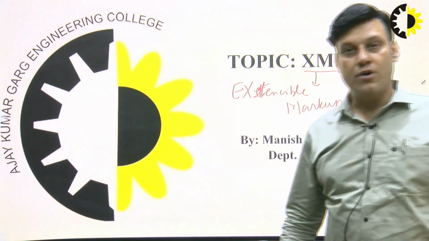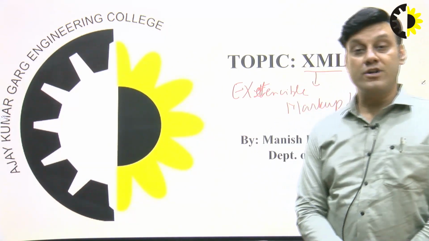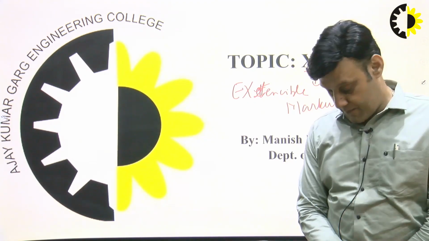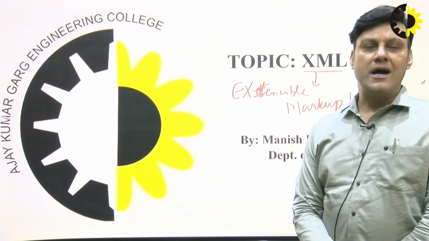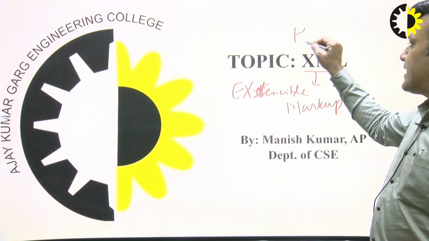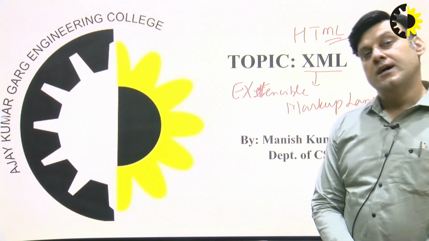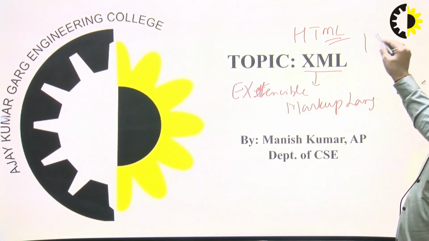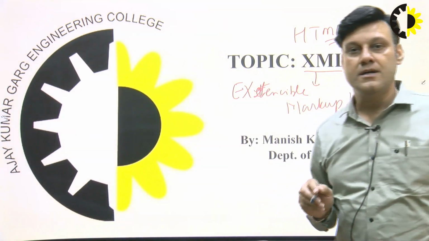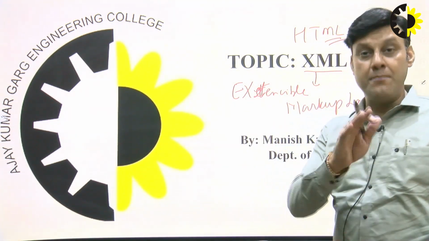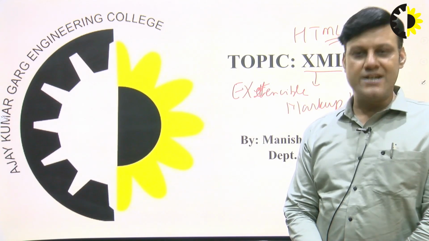So first of all we should know what is the purpose of using XML, why we use XML, what is the usage of it, and where we will use it. As we already know about the markup language, one of the common markup languages is called HTML, that is hypertext markup language. And we know that around 1989, the inventor of HTML, Tim Berners-Lee, in 1989 gave the concept of extended markup language.